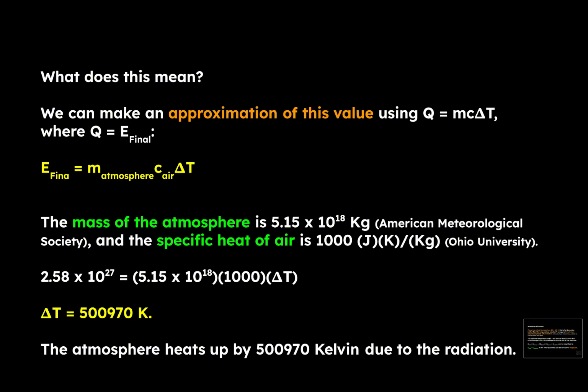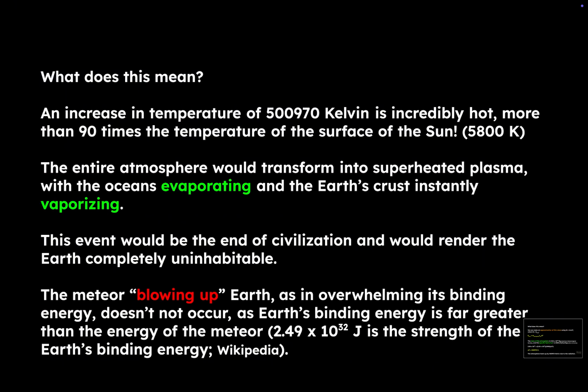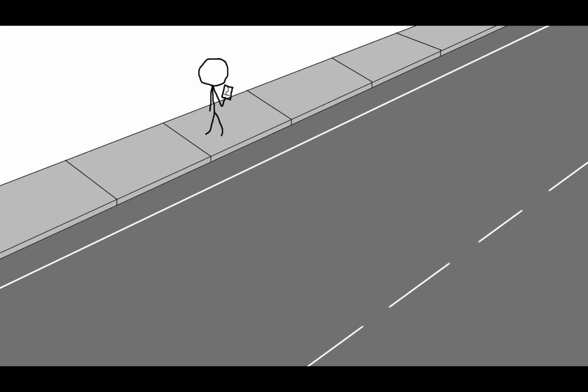We can make an approximation of this value using Q equals mc delta T, where Q equals E final equals m atmosphere C air delta T. The mass of the atmosphere is 5.15 times 10 to the 18th kilograms, and the specific heat of air is given here as 1,000. We solve for delta T to equal 500,970 Kelvin. An increasing temperature of 500,970 Kelvin is incredibly hot, more than 90 times the temperature of the surface of the sun. The entire atmosphere would transform into superheated plasma, with the oceans evaporating and the Earth's crust instantly vaporizing. This event would be the end of civilization and would render the Earth completely uninhabitable. The meteor blowing up Earth, as in overwhelming its binding energy, does not occur, as Earth's binding energy is far greater than the energy of the meteor.